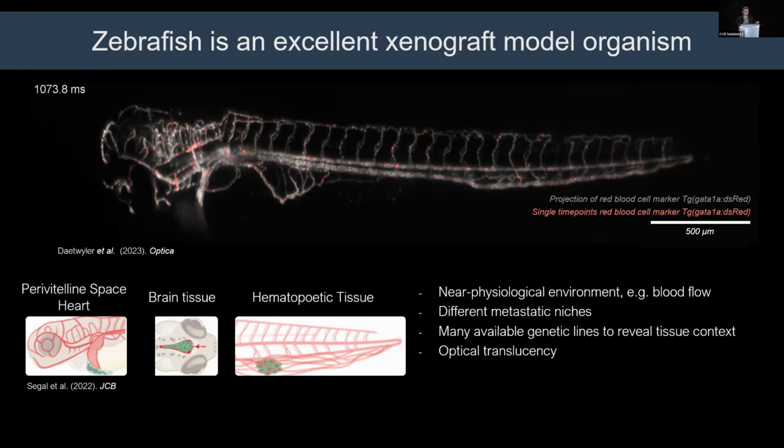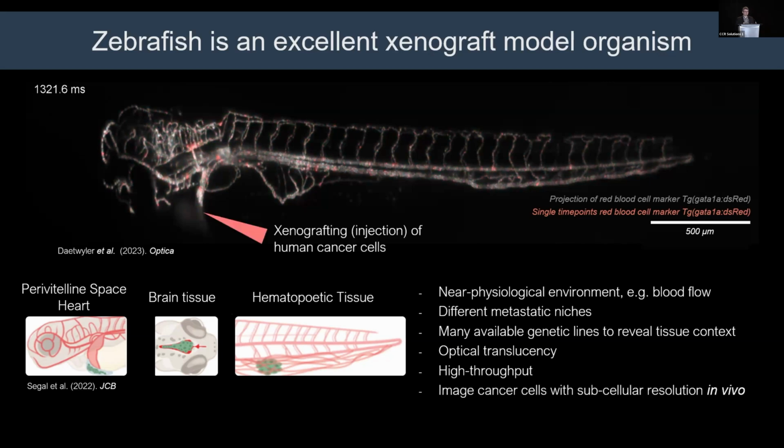We can really image into zebrafish, and we can use a high throughput because we can generate hundreds of embryos per week to really address our question with statistical power. And if we want to study cancer research, we can inject, for example, human cancer cell lines into zebrafish and then image those human cancer cells with subcellular resolution.